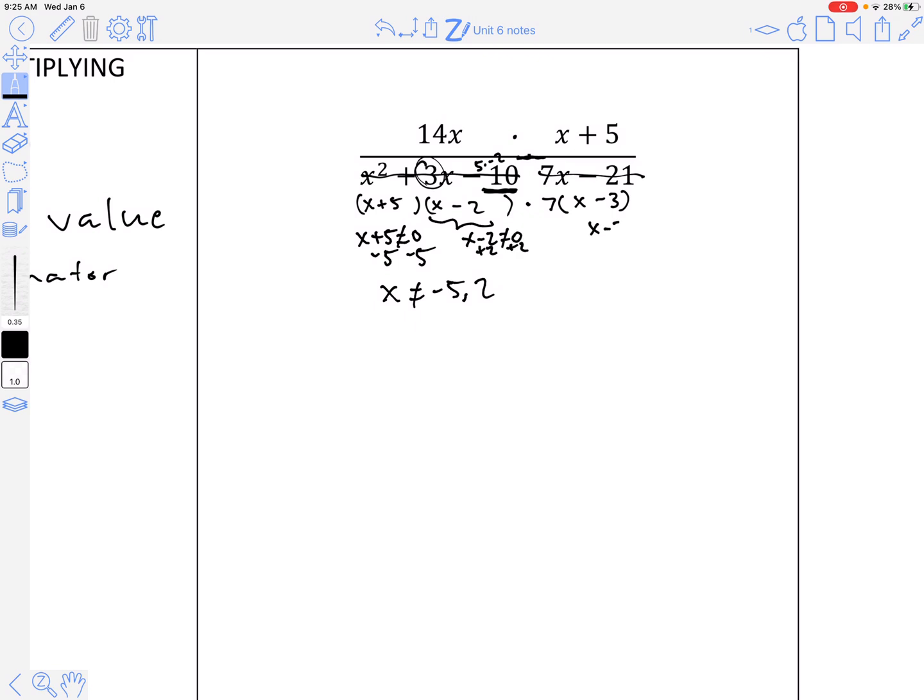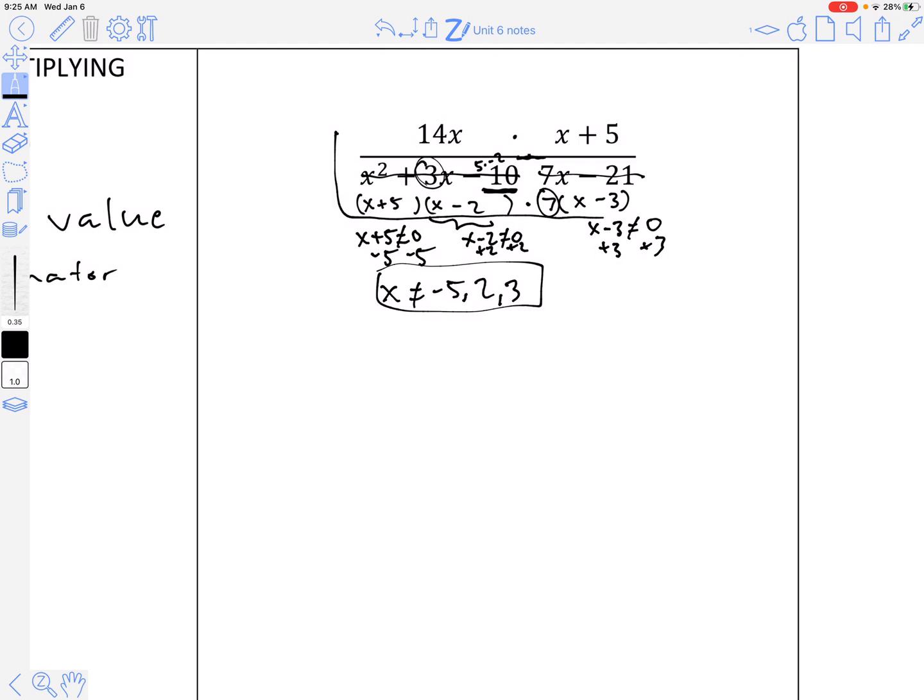Same thing here. x minus 3 cannot become 0, which means x cannot be 3 ever, or it will become 0. And then the 7, there's no variable, so we don't have to do anything with that 7, because there's no way it could become 0, right? There's nothing influencing it. There's no relationship with any variables, so we're good. We found all our excluded values, so we're going to hold on to those.